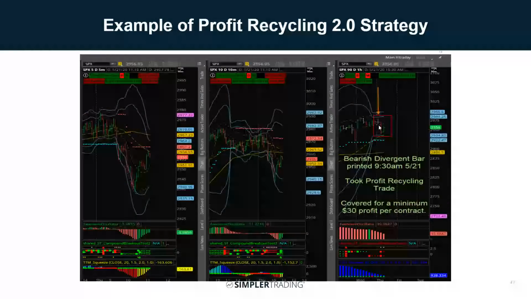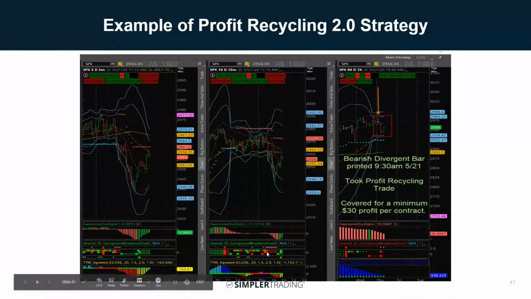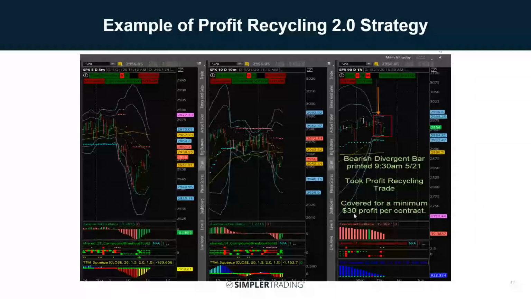Here's SPX once again, right? Got a great signal here on SPX. The compound breakout tool once again was in line on the smaller time frames. Took that on the 21st of May, covered it for a minimum $30 profit per contract using this strategy.